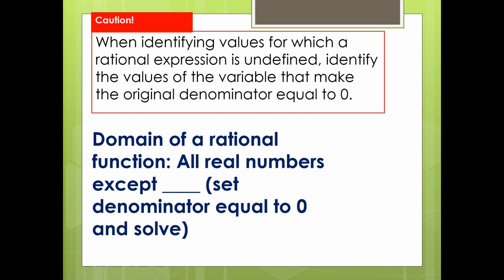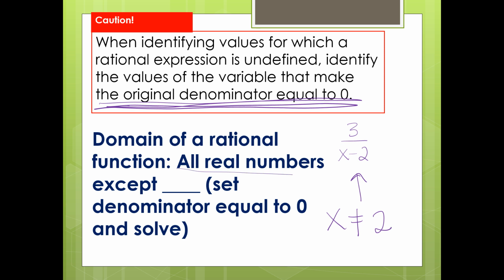Okay, now remember, this is something we talked about before. When you're checking your answers to see if they work, make sure you see if anything makes the denominator equal to 0. Remember, whenever you have something, let's say 3 over x minus 2, if you have x minus 2 in the bottom, that means x is not allowed to be 2. X can be all real numbers except, in this case, 2. But whatever makes that denominator equal to 0. So just keep that in mind. It's going to come up a few times later in the lesson.